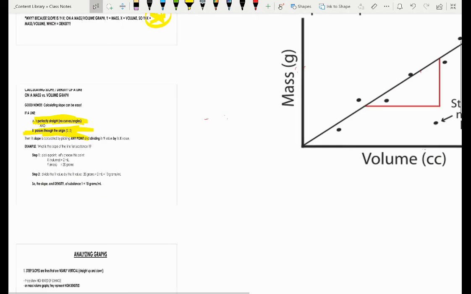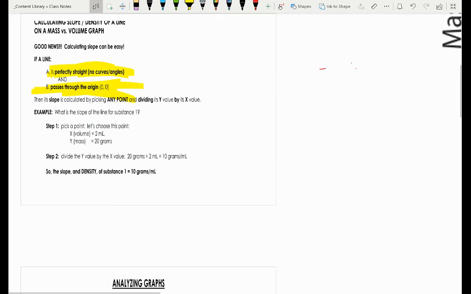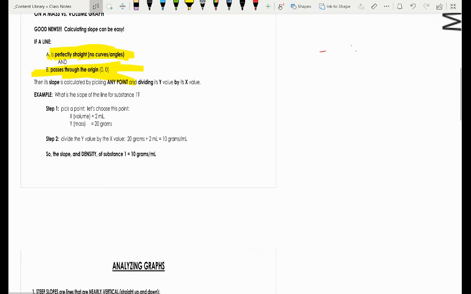Let's move forward with this. All right. So if those two are the case, if it's perfectly straight, then you can go ahead and take any point on that line and divide the y and the x value and get the exact density, and it should be the same throughout the line. All right? Okay? Questions on that? Everybody follow me so far?